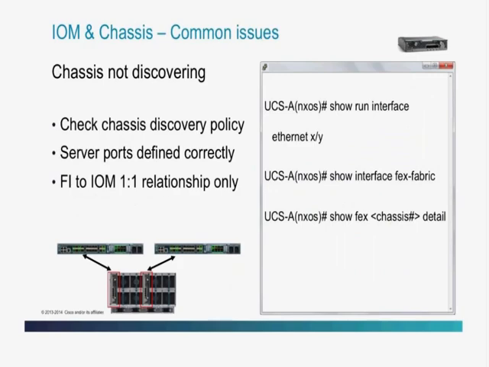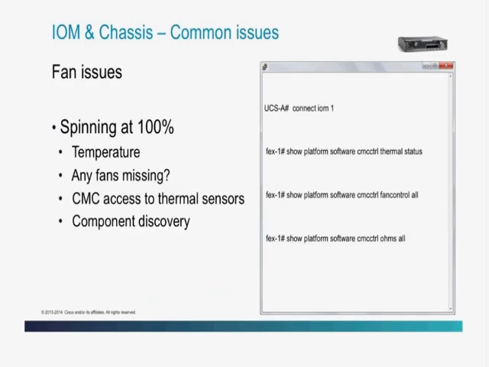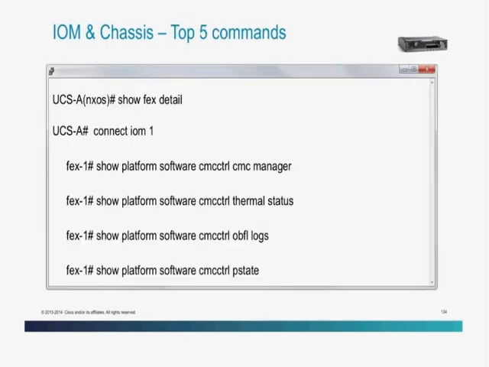So chassis not discovering: as I told you, there is a 1:1 relationship between the IOM and the FI, be sure of that. The command to check these interfaces is show interface fex fabric. This is again from your NX-OS context, or you can check show fex and the chassis ID, depending on whatever chassis number, you can check the commands. Fan issues or power issues, there are logs being generated. You can send across the chassis tech support to us and we'll help you out with it.